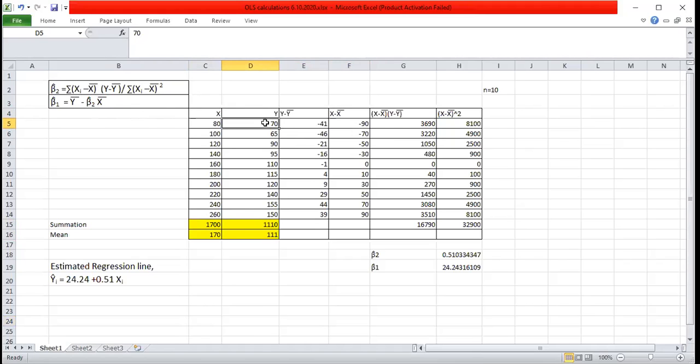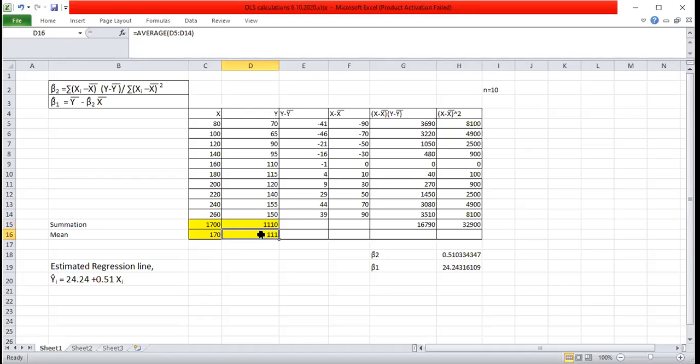How do you find y bar? Professor, add the values and divide by the number of values. Add all these values: 70, 65, 90, 100, and so on. So here is the summation of y, divided by 10. Look at this, total 1110, divided by 10. How did I get it? I got it with the summation of all these values. Summation of D5 to D14. So I added all the values.